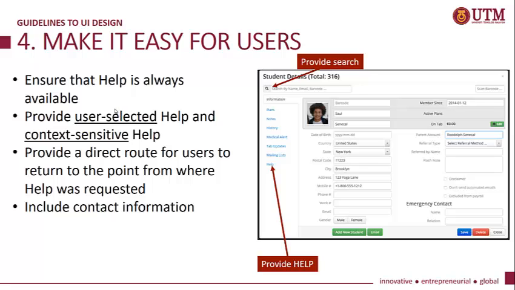The next guideline is make it easy for users. So ensure that the help is always available, provide user selected help and context sensitive help, provide a direct route for user to return to the point where help was requested, and include contact information.